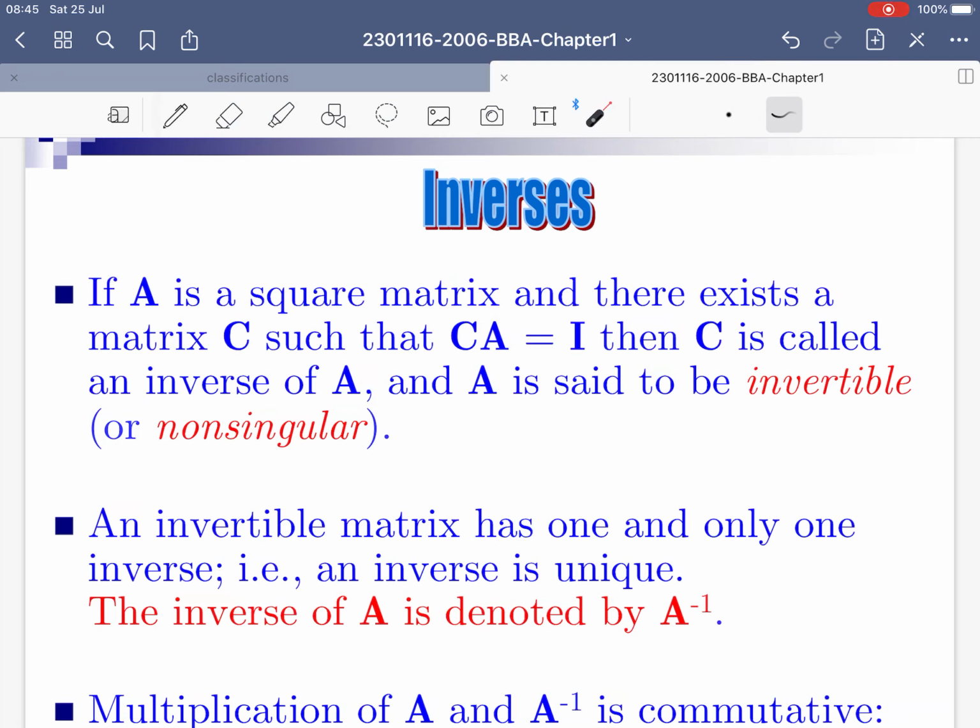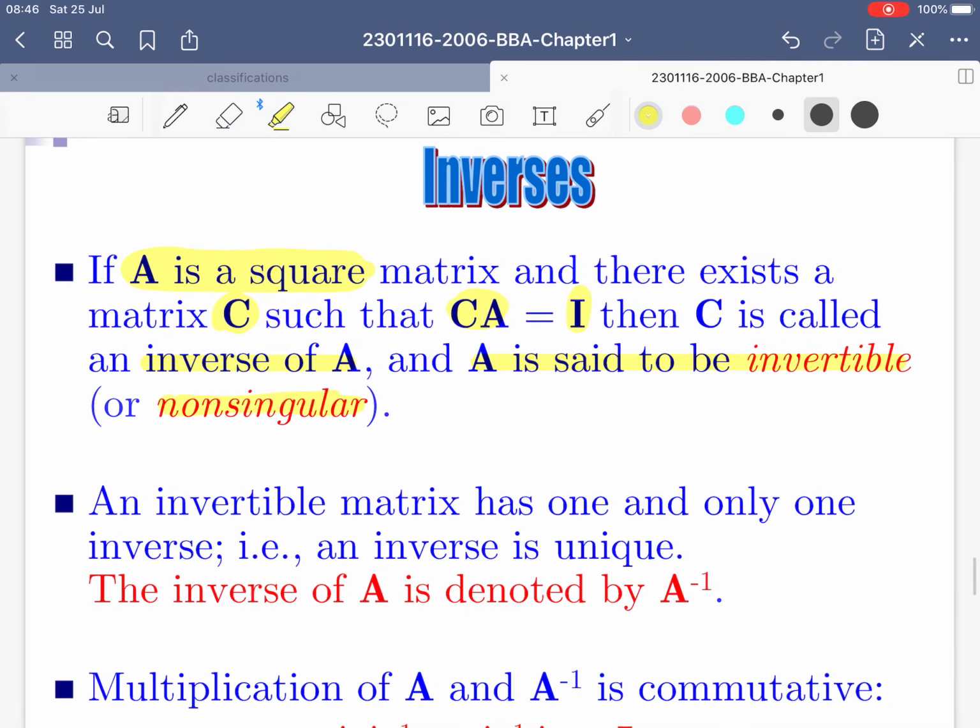However, in order to talk about the inverse, one of the most important things is that you can talk about the inverse with a square matrix only. So first of all, your A must be a square matrix. If there is another matrix C such that C multiplied with A becomes the I, then C is called the inverse of A, and A is said to be invertible, or as we usually call it, non-singular.